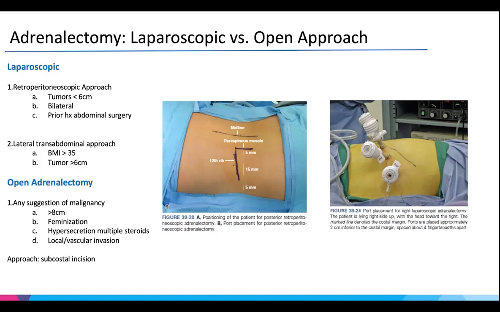Open adrenalectomy is going to be the right answer when there's any suggestion of malignancy, particularly greater than 8 centimeters. If you have feminization, which we talked about is almost always malignant, androgen secreting tumors, hypersecretion with multiple steroids, or local or vascular invasion. And the approach for that would be via subcostal incision.